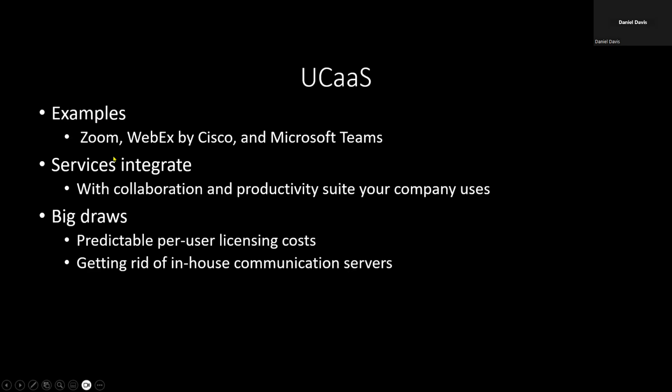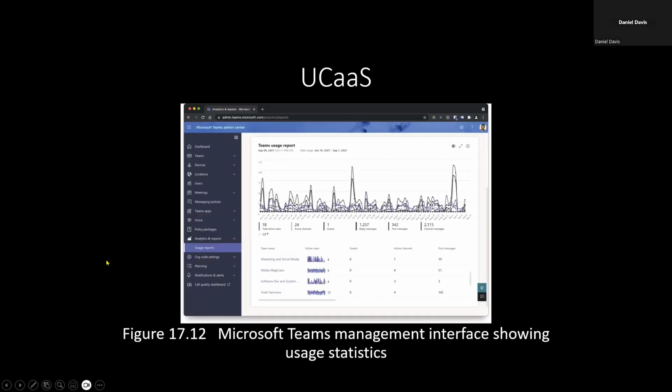Here are some examples, something like Zoom or WebEx by Cisco, or maybe something like Microsoft Teams. One of the usually fundamental aspects of these things is service integration. One of the bigger draws is that you get predictable per-user licensing costs. You can also get rid of your in-house communication servers and services, or the team that would normally be responsible for supporting that kind of architecture. And this is just a screenshot of the Microsoft Teams management interface showing some user statistics or usage statistics.